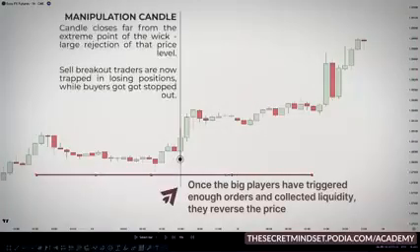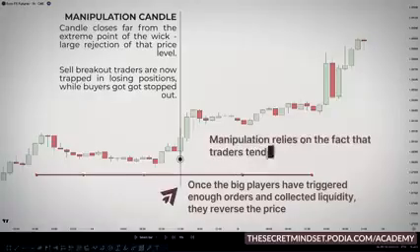The candle closes far from the extreme point of the wick, showing a large rejection of that price level. Retail traders who entered the market on the breakout are now trapped in losing positions, while those who got stopped out are left frustrated. This manipulation relies on the fact that traders tend to follow price blindly without understanding that the price move was intentionally created to trap them.